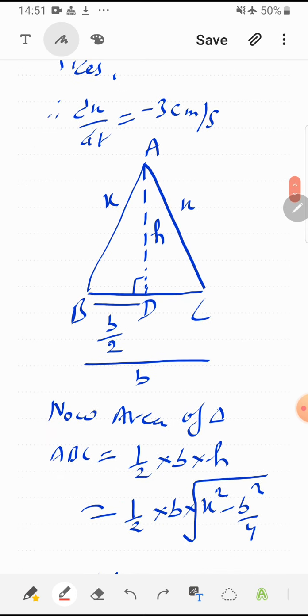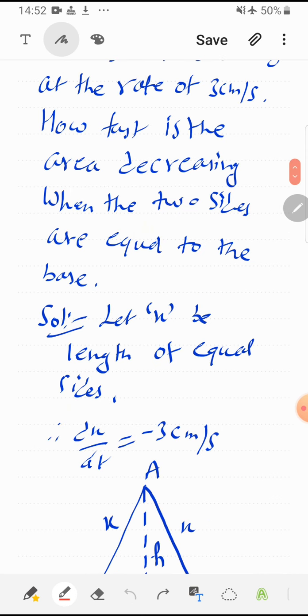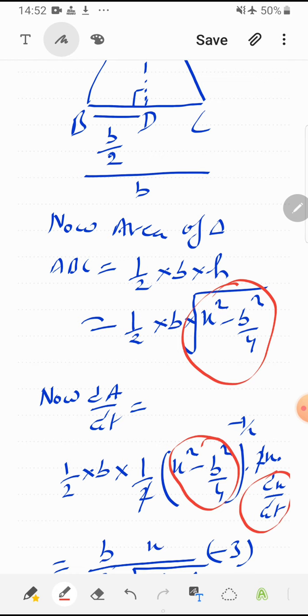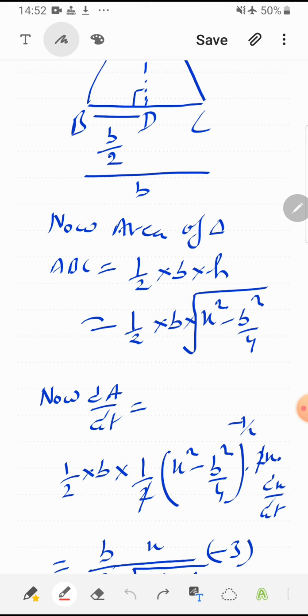As we know, the area of a triangle is half into base into height. As the base is b, the height by Pythagoras is x square minus b square by 4, whole under root. Next is simple: I have to differentiate with respect to time. b is constant, half is constant, only this we have to differentiate by the power rule, and after that the differentiation of x, because we are differentiating with respect to time. So these things are very very important.